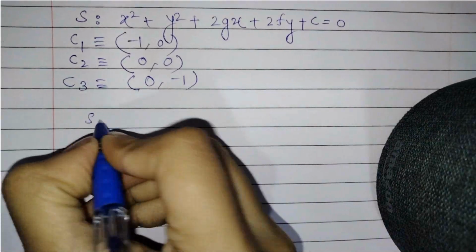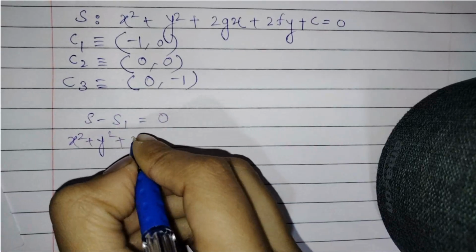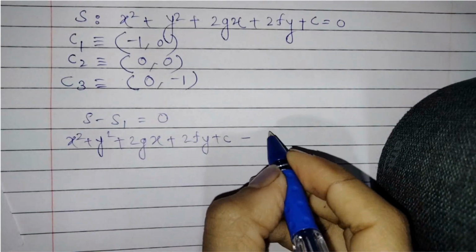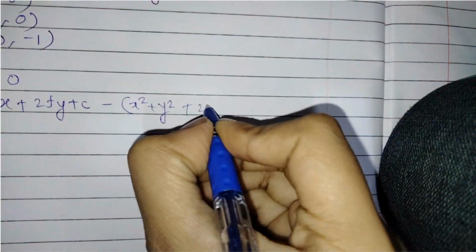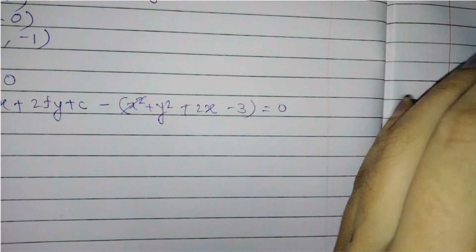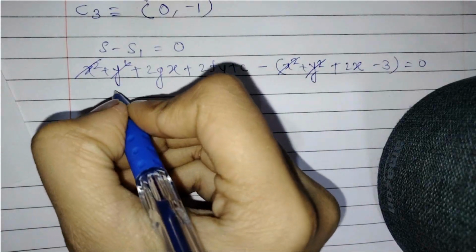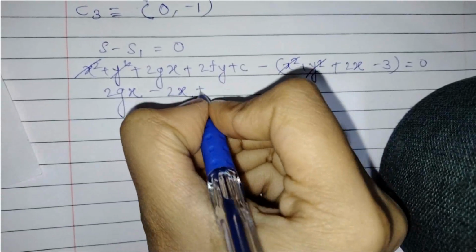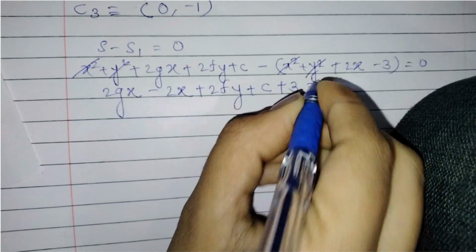So S minus S1 is equal to 0. Now S is x square plus y square plus 2gx plus 2fy plus c minus x square plus y square plus 2x minus 3 is equal to 0. X square and x square will get cancelled. Then y square and y square will get cancelled. Plus 2gx minus 2x plus 2fy plus c plus 3 is equal to 0.